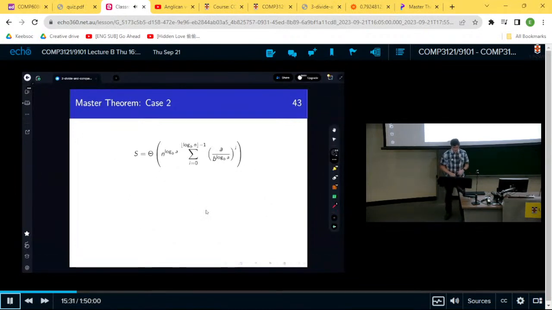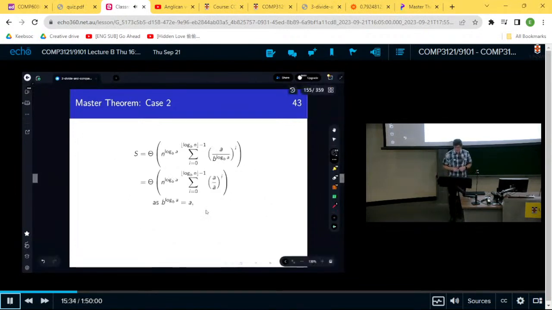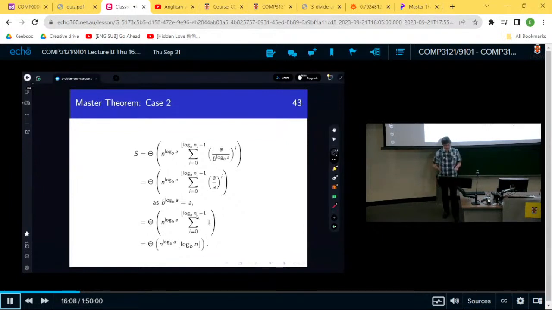Okay. So that's where we are. B to the power log b of a is just a, just by definition of the log. So we get a divided by a, which is 1. And which means that all we're going to do is multiply this number by log b of n minus 1. I guess we can forget about the minus 1. It's not a dominant term.